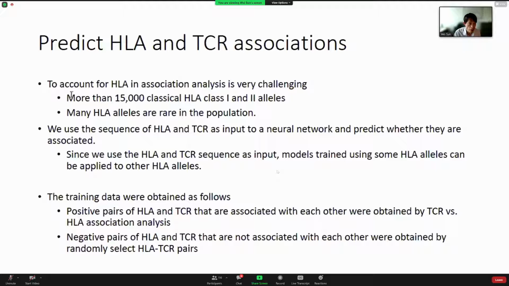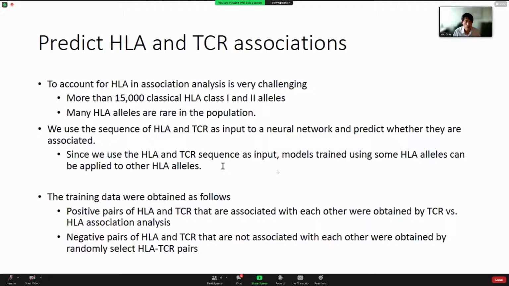For example, we can try to account for HLA in the association analysis. Basically, we want to study which TCR is associated with the disease, and we can do that by conditioning on the HLA. It's a challenging problem because there are more than 15,000 HLA alleles in the human population. You cannot do a conditional analysis on each one of the 15,000; you would need tens of millions of samples. And many HLA alleles are pretty rare in the population.